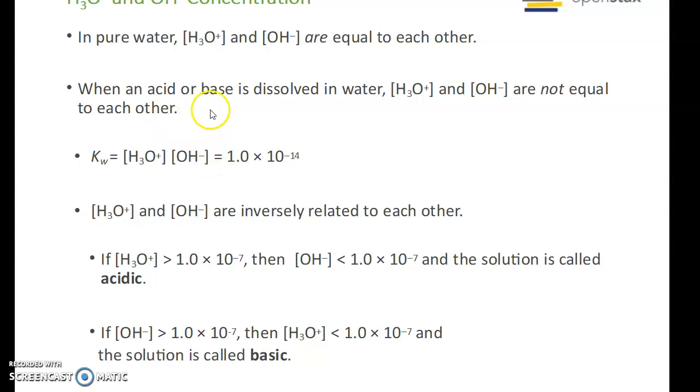So in any acid or base solution, you've got additional ions where this is not equal to this. It's going to be true that these two combined will still equal this, so they're inversely related. If this ion is greater than 1 times 10 to the minus 7th, then this right here has to be less than that, doesn't it? And the solution is acidic. If this is greater than 1 times 10 to the minus 7th, then this is less than that, and the solution is called basic. Okay?